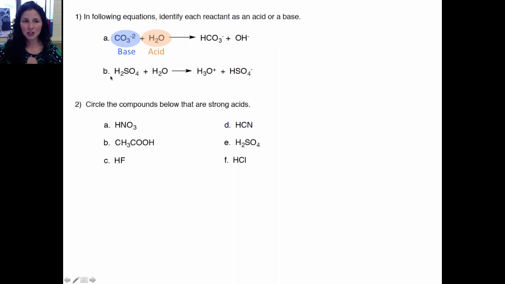In the second reaction, hydrogen sulfate loses a proton, and therefore it is an acid. You might also recognize this as one of the 6 strong acids I asked you to know. Water, on the other hand, gains a proton, and therefore water in this reaction is a base. Notice that water can act as both an acid or a base depending on what it's reacting with.